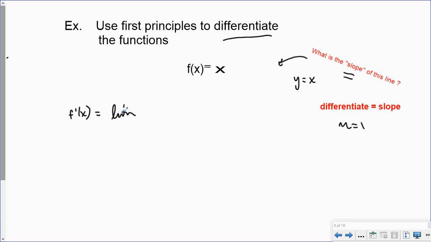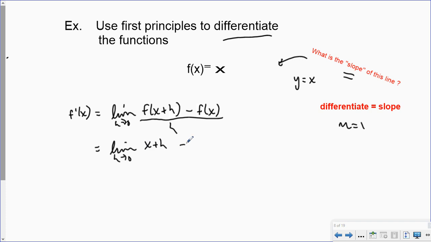f of x plus h minus f of x, over h. The function's always the same. Now I apply my function, and that'll be x plus h minus x.